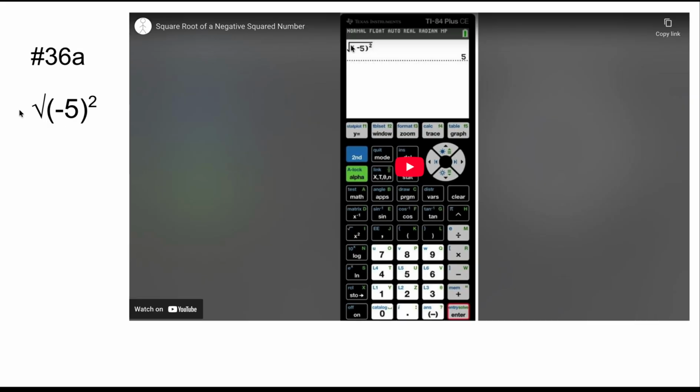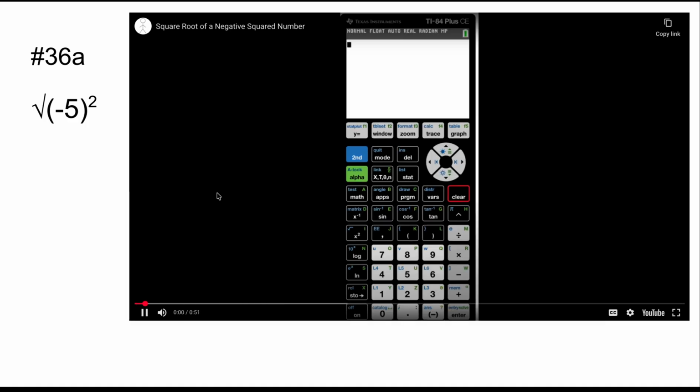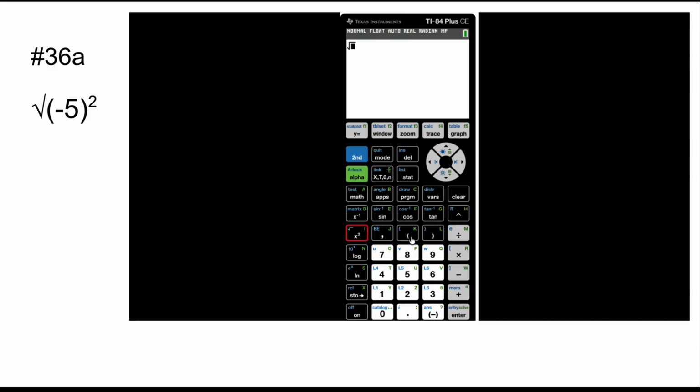Okay, now here we talked about taking a square root of a negative number, and this is one exception to it, and the reason is because it is in parentheses and it's squared. Negative 5 squared is like negative 5 times negative 5. 2 negatives multiplied together equals a positive. And so therefore, this is the same as saying the square root of 25. Okay, for our last problem, it has a square root, and then it has parentheses, negative 5, close parentheses, squared. And we hit enter, and it equals 5.